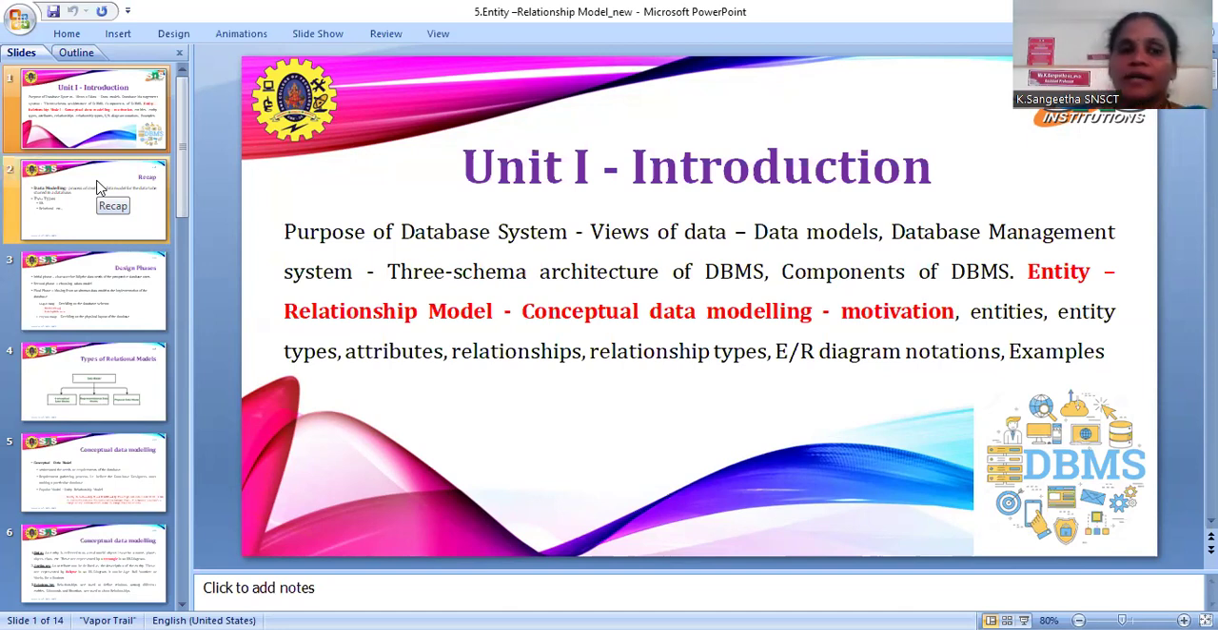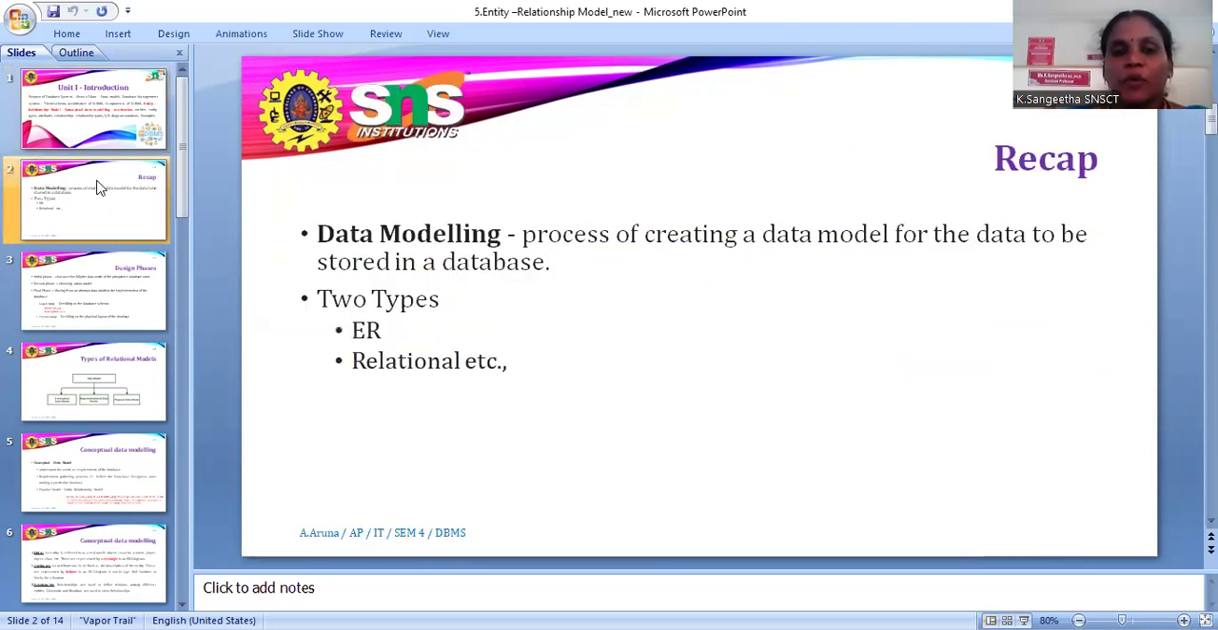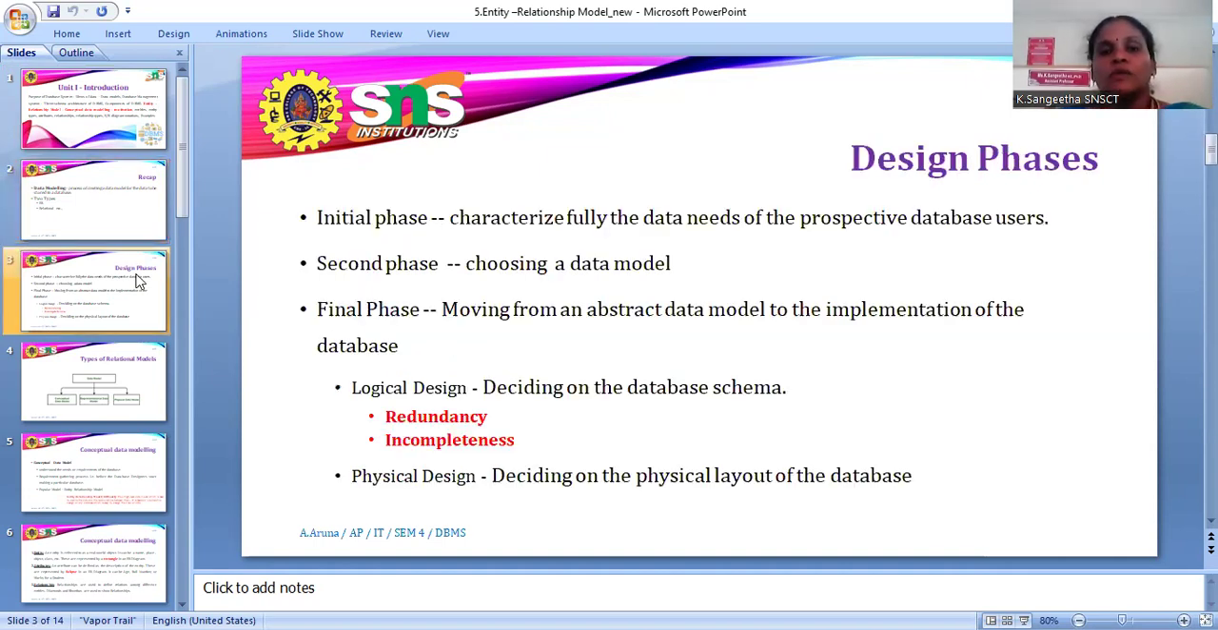So the entity relationship model describes how real world entities exist and how they are related with each other. In data modeling, we are going to have two types of data model, ER and relational model. So first we discuss how the database is designed.